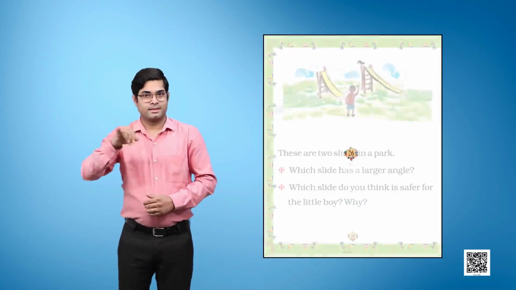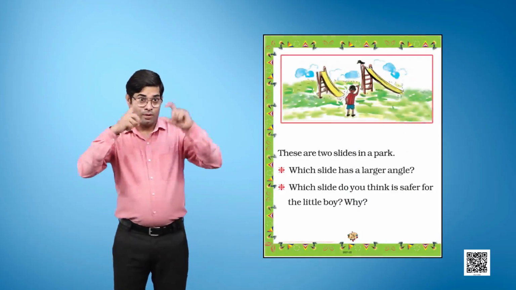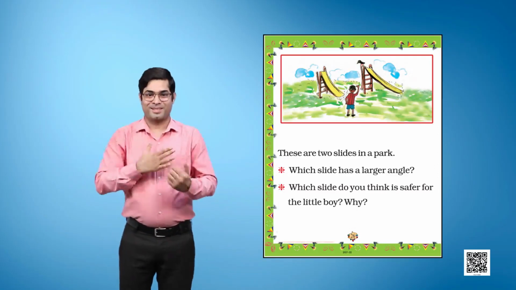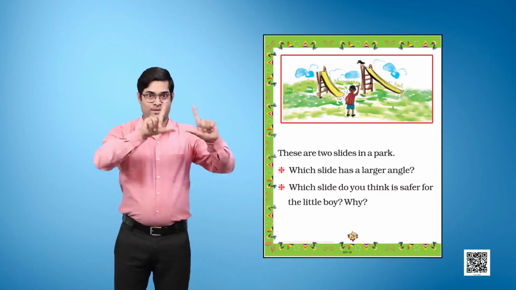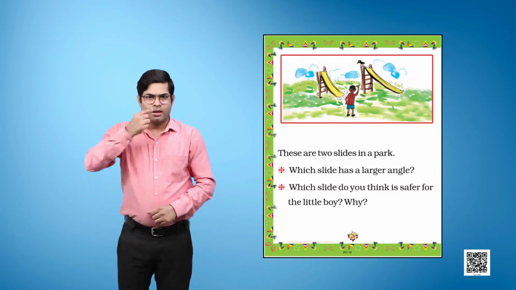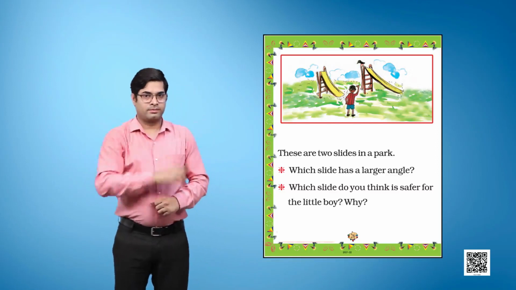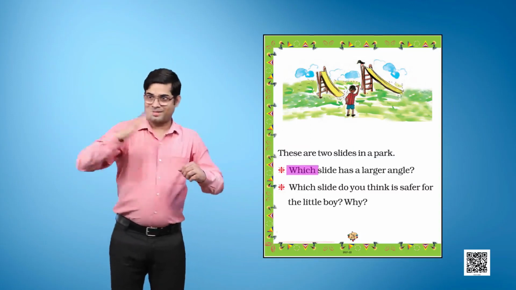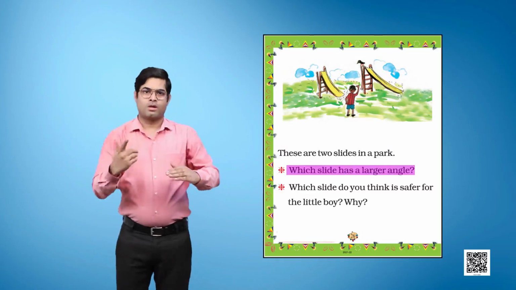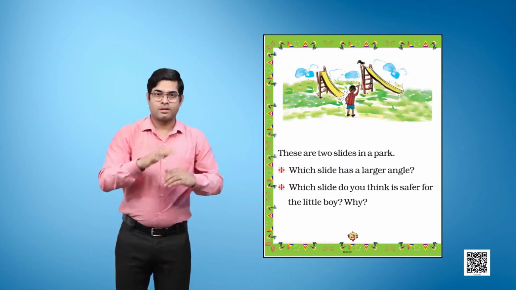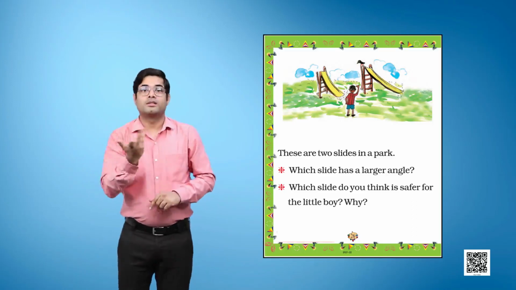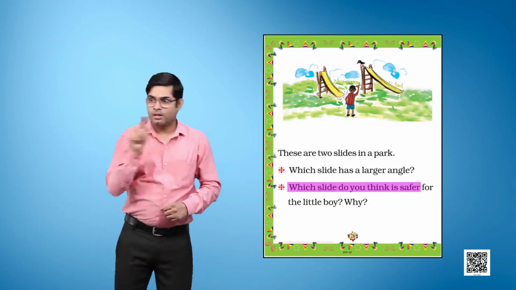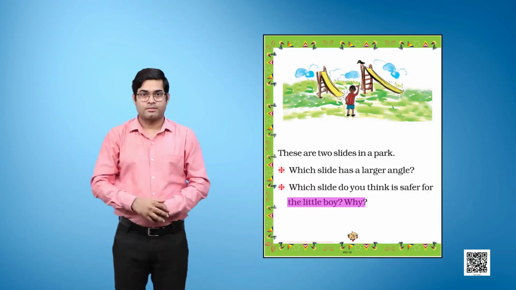Page 26. On top of the page we have a picture of 2 slides in a park, and a boy is seen looking at them. These are 2 slides in a park. Which slide has a larger angle? Which slide do you think is safer for the little boy? Why?